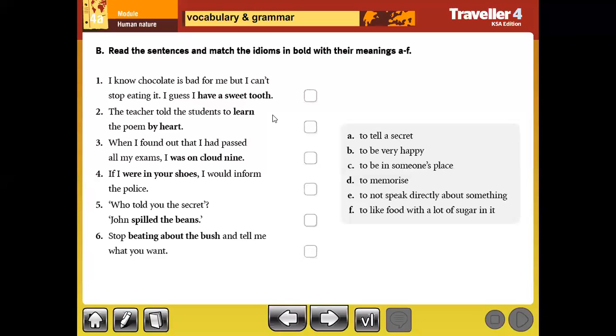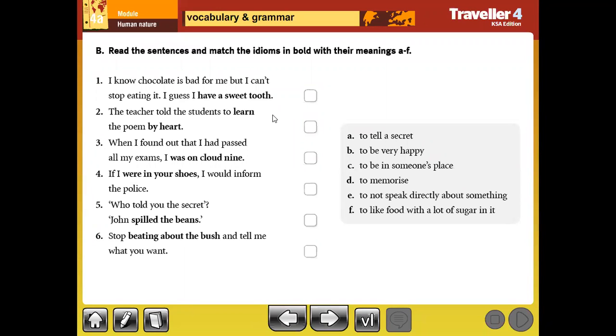Number four, if I were in your shoes, I would inform the police. If I were in your shoes means if I was in your situation, if I was in your place. Like when I say, can you put yourself in my shoes, you put yourself in my place. Number five, who told you the secret? John spilled the beans. Spill the beans means tell a secret.